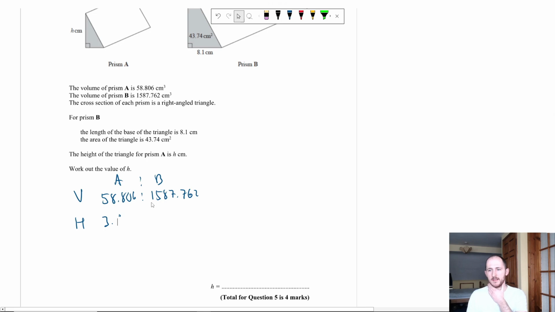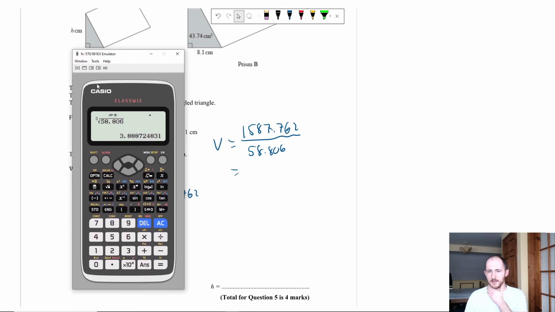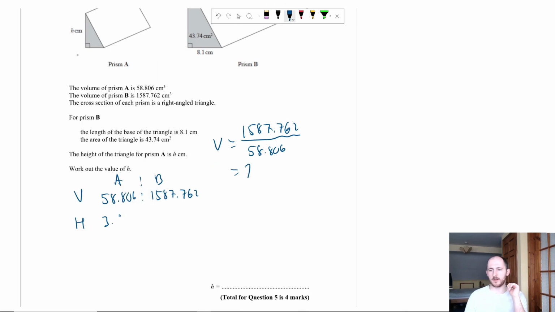So in this case, the volume scale factor is just 1587.762 over 58.806. So if we work out what that is quickly, 1587.762 over 58. By the way, the method we were just doing is not wrong by any means, but there we go. Now we get a whole number. I see their tricks. Okay.